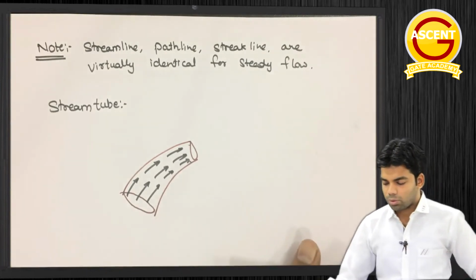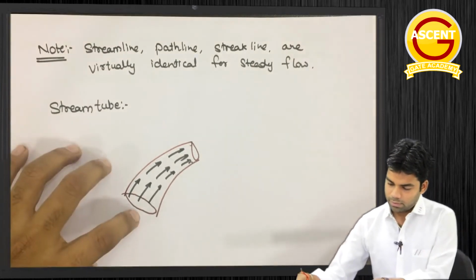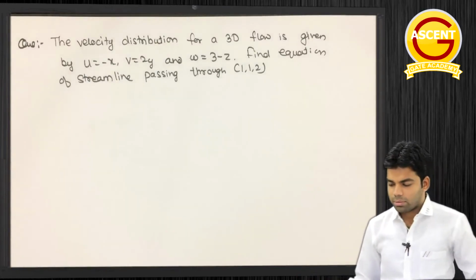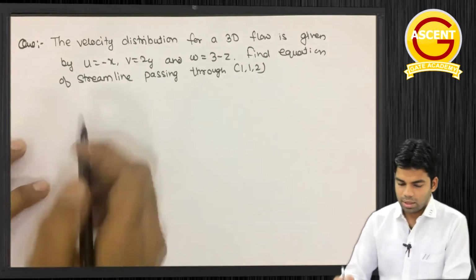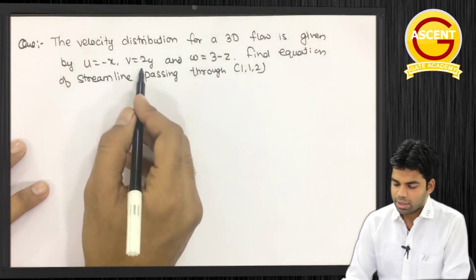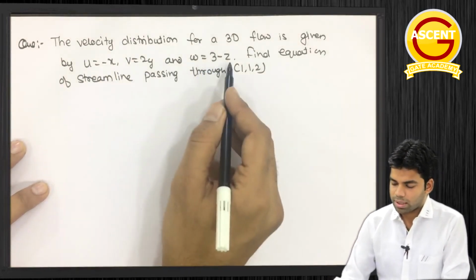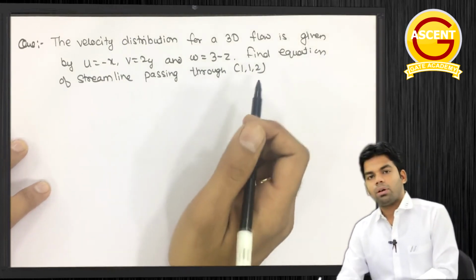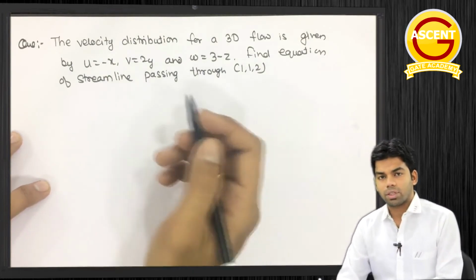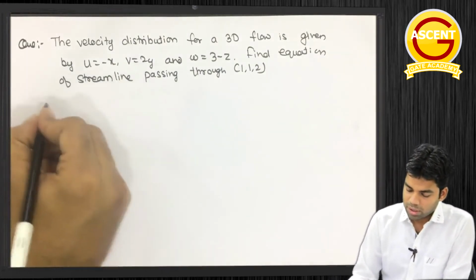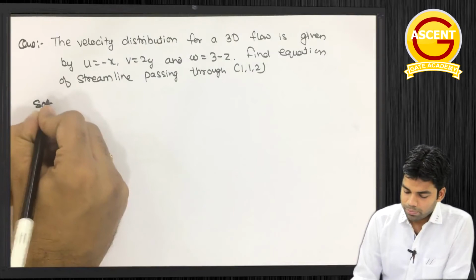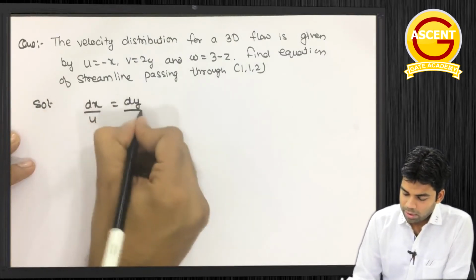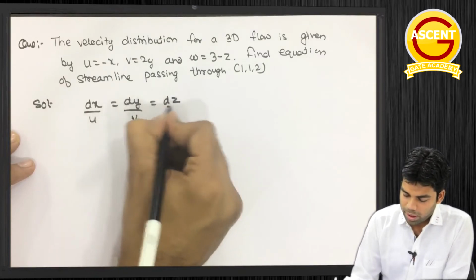Now we will solve one question. The velocity distribution for a 3D flow is given by u equal to minus x, v equal to 2y and w equal to 3 minus z. Find the equation of a streamline passing through (1, 1, 2). I told you how to find the equation of a streamline. So what is the equation of a streamline? As I told you, dx by u is equal to dy by v is equal to dz by w.